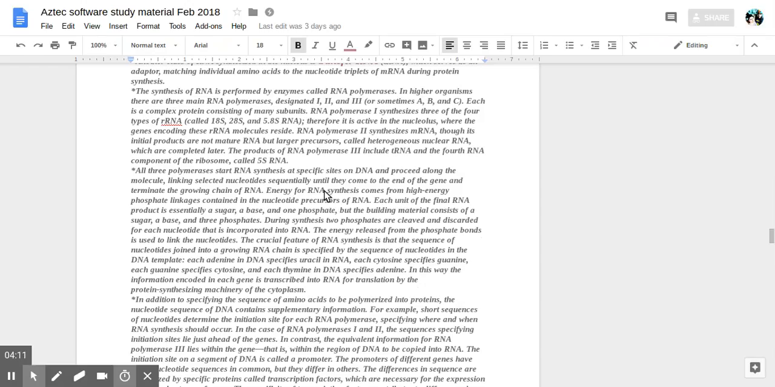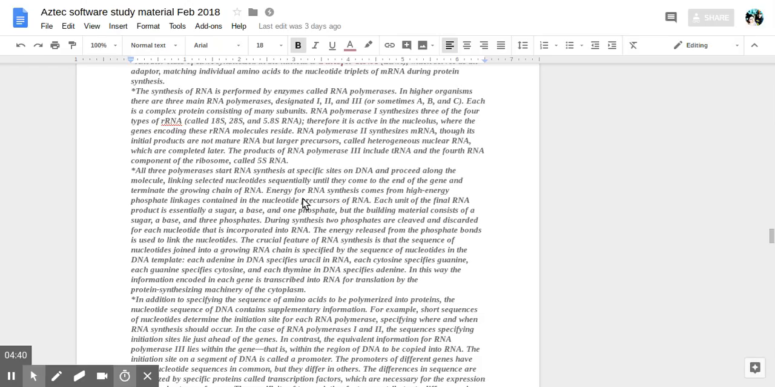Each is a complex protein consisting of many subunits. One synthesizes 3 of the 4 types of rRNA, called 18S, 28S, and 5.8S RNA. It is active in the nucleolus, where the genes encoding these rRNA molecules reside.